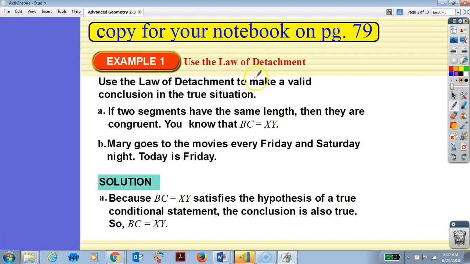So use the law of detachment to make a valid conclusion in the true statement. A: if two segments have the same length, then they are congruent. That's your if-then statement. Your random fact: you know that BC equals XY. So the two segments have the same length. That satisfies our if. So what's our answer? Whatever follows the then. My answer is they are congruent.